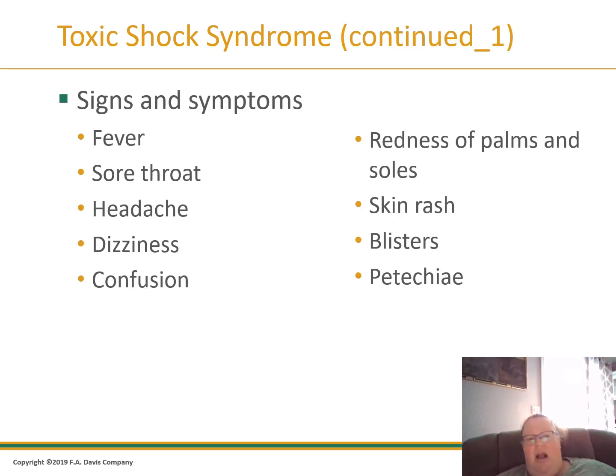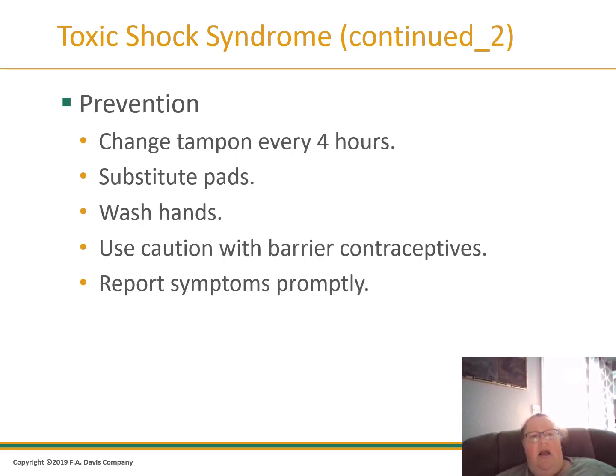The signs and symptoms are high fever, sore throat, headache, dizziness, confusion, redness of the palms and soles, skin rash, blisters, and petechiae. You can die from this. It is very dangerous. Change a tampon at least every 4 hours. Substitute pads, wash your hands, use caution with barrier contraceptives, and report symptoms promptly.